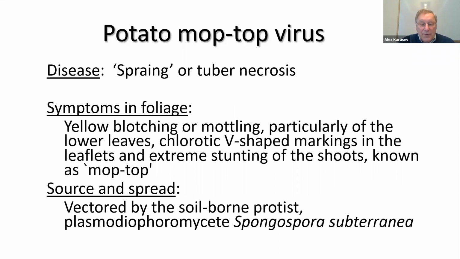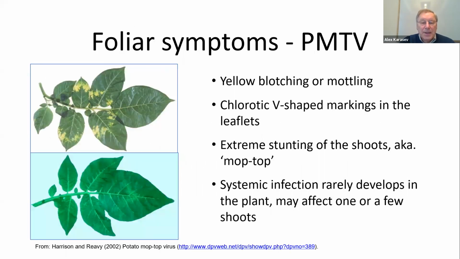The vector for this virus is a soil-borne protist, a plasmodiophorid, Spongospora subterranea. This is the protist that by itself is able to induce significant disease in potato. It is called powdery scab. In addition to this, it may also vector this virus. So this is how foliar symptoms look, taken from this description by Harrison and Reavy. So you can see these famous V-shaped chlorotic markings.